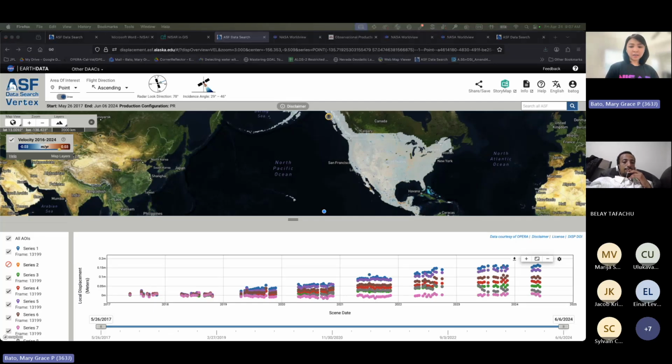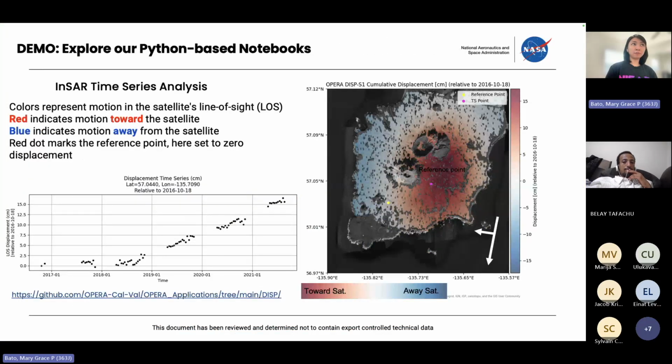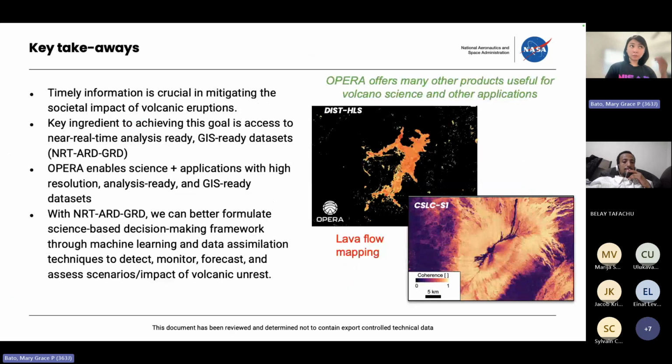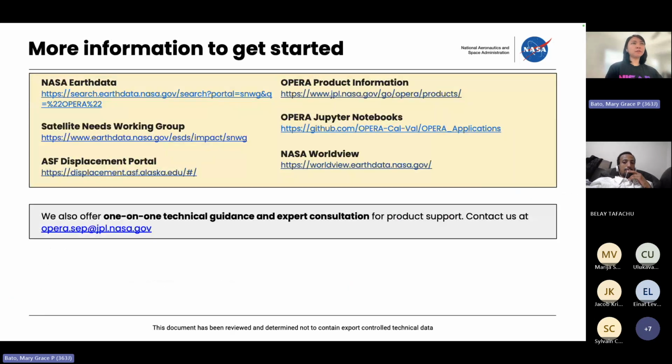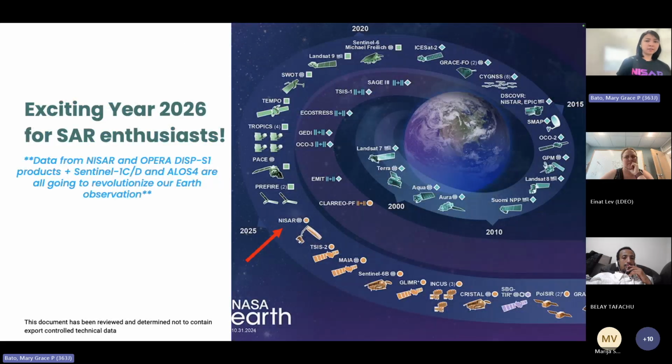So with that, I'm going to end my presentation. We have several Python-based notebooks on our GitHub, and you can explore them as well. More information to get you started with NASA datasets is in this slide, and I will make sure that Sylvain has this slide for you. And yeah, thank you very much, everyone.